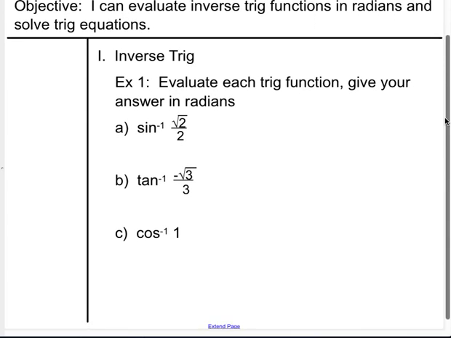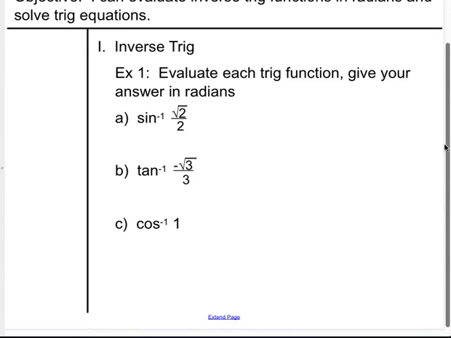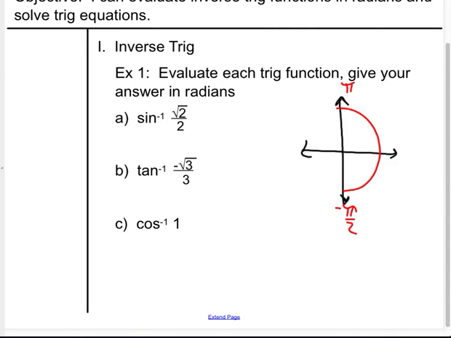So evaluating trig functions, again, taking a look at the unit circle, remembering the restricted domain for each of our functions. For sine inverse, our restricted domain is from negative pi over 2 up to positive pi over 2. Those will be the only values that we will give for an answer for our sine inverse function. Square root of 2 over 2 is in the positive first quadrant, and that is 45 degrees, or in radians, pi over 4.